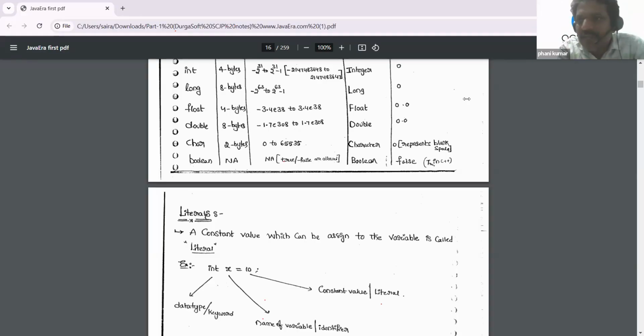If you are learning Java, completely you should learn advanced Java also. Java Enterprise Edition also you should learn. Then only you can develop the program, the web application.